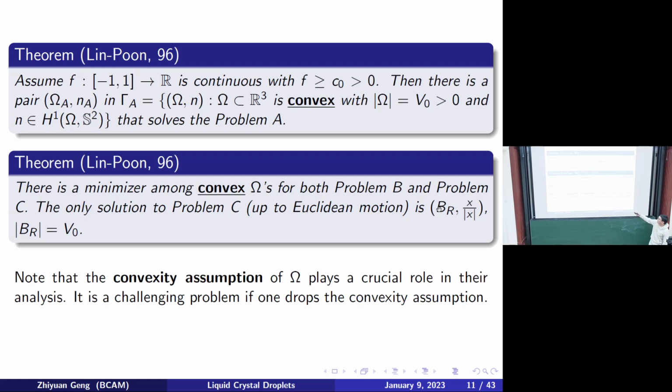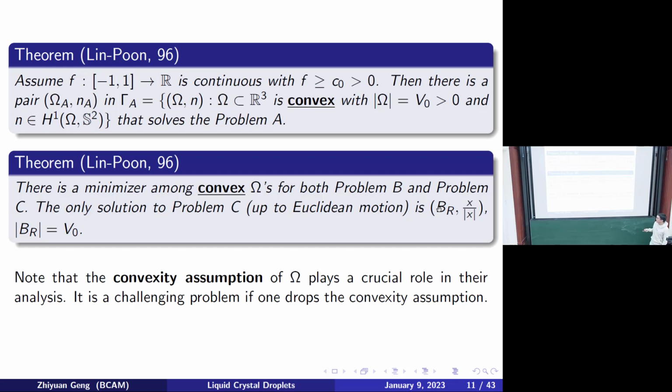They assume that this f is a general continuous functional, and they can establish the existence of a minimizing pair among all the convex domains. And also, among all the convex domains, they have the existence for problem B and problem C. In particular, they have the uniqueness of the minimizer for problem C, which is just given by a ball. So the optimal drop is a ball for the normal anchoring boundary condition.